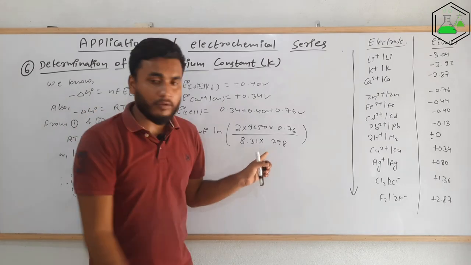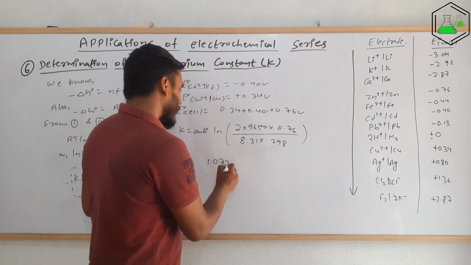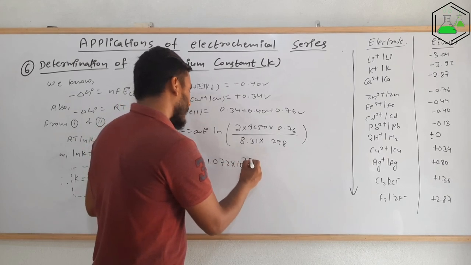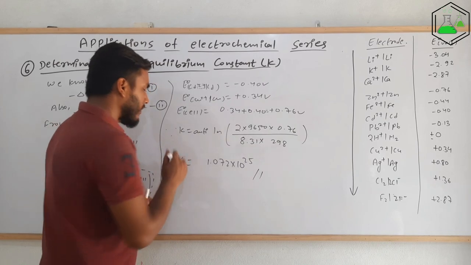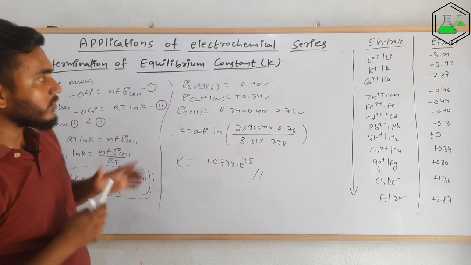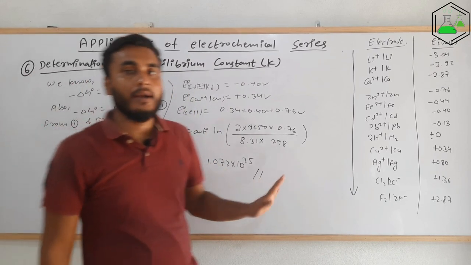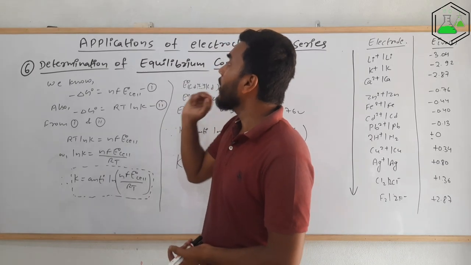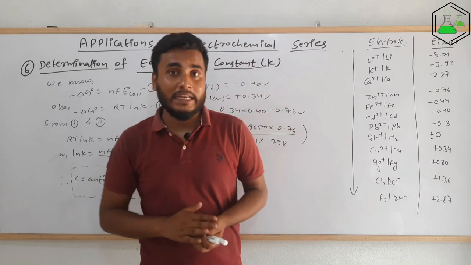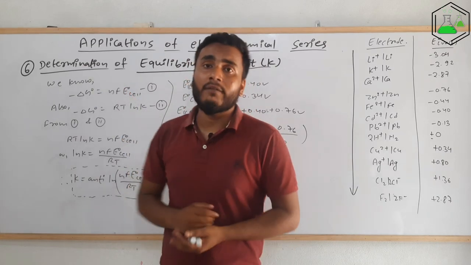Now if you put these values in the calculator, then you will get 1.072 into 10 to the power 25. This is the value of the equilibrium constant of this cell reaction, the equilibrium constant of the cell containing cadmium and copper electrode. So this is the required value. So with the help of the electrochemical series, we can even find out the value of the equilibrium constant. Isn't that interesting? Now let's see the last application, that is the seventh number.